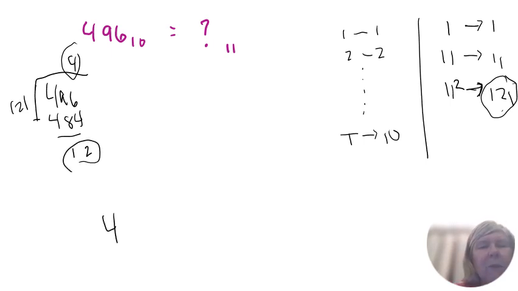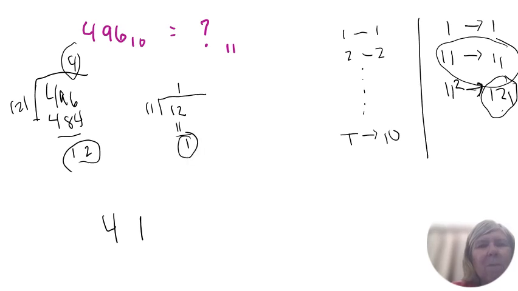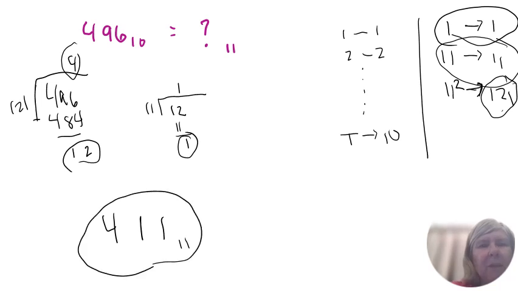Now I have 12 cents left over, and I want to know how many 11-cent pieces will go into those. Well, if it's a hard thing to see, you could just do this division. Of course, we know that that's going to go in one time, so I have one 11-cent piece. And I have 1 penny left over. So that's how I would write that in base 11.